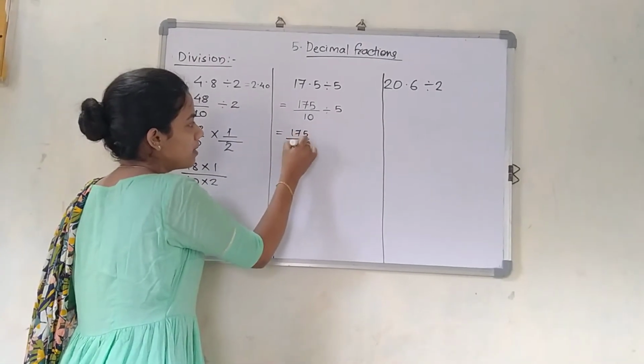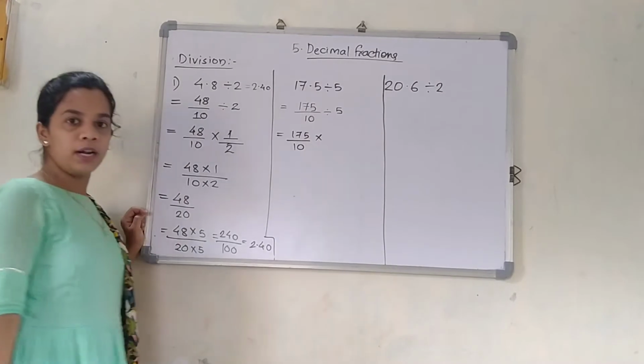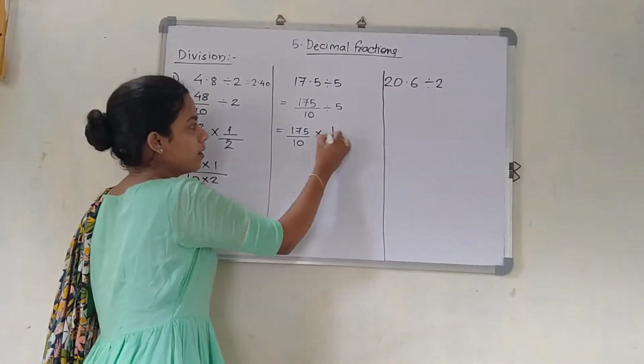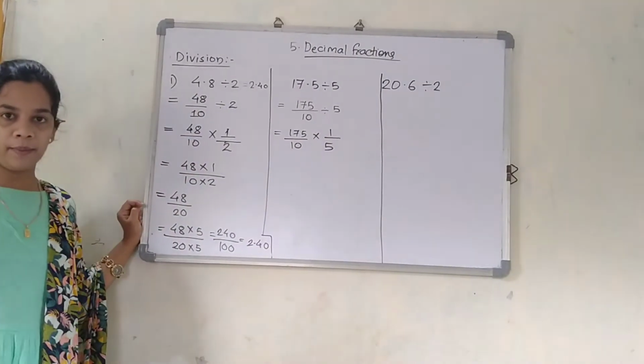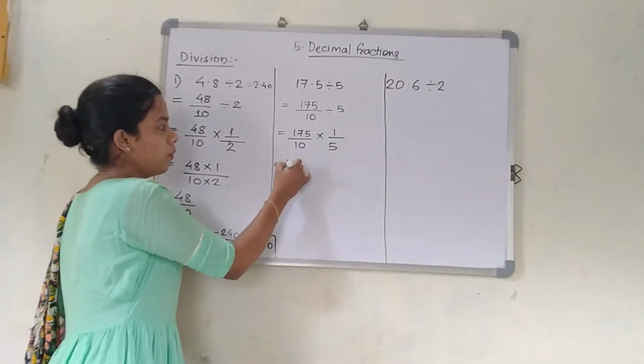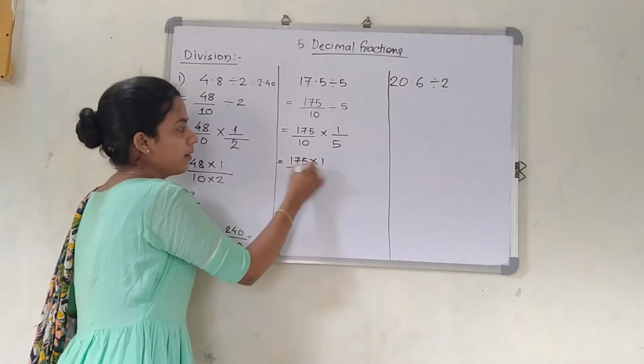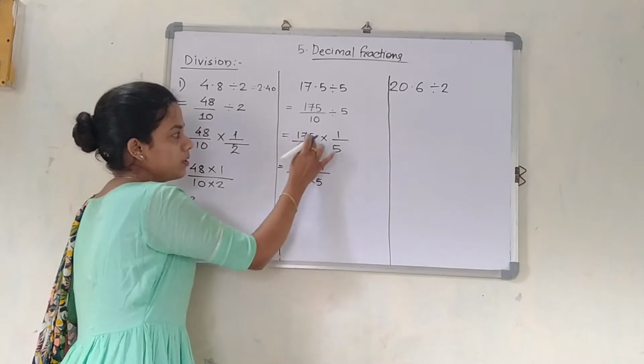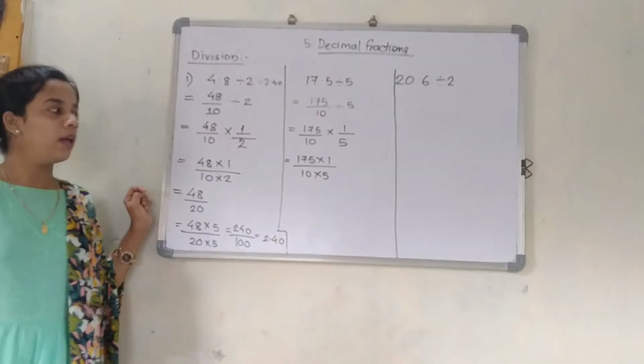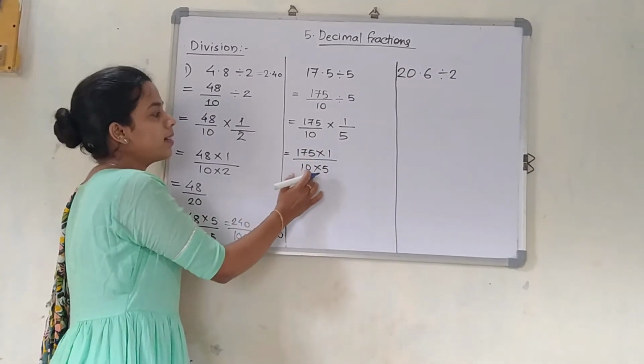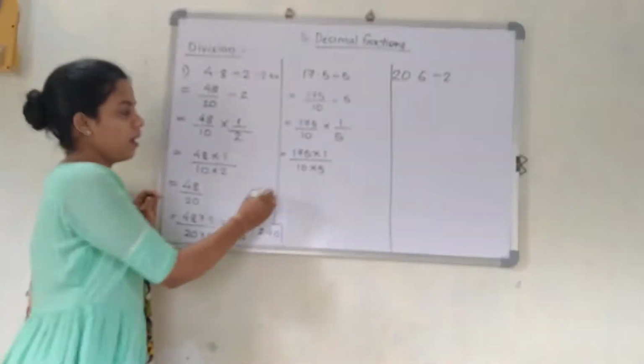175 upon 10 I will keep as it is. This division will get converted into multiplication and 5 will be converted into 1 upon 5. Now 175 into 1 and 10 into 5, because there is a multiplication relation, that's why 175 multiplied by 1 and 10 into 5. I have written it.